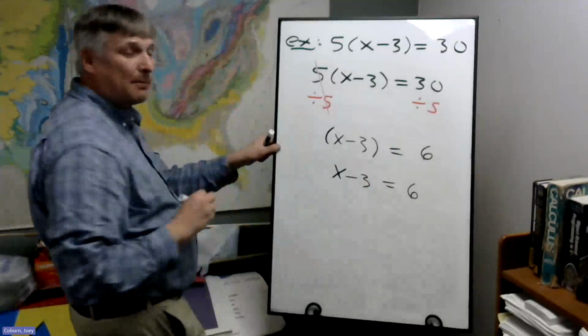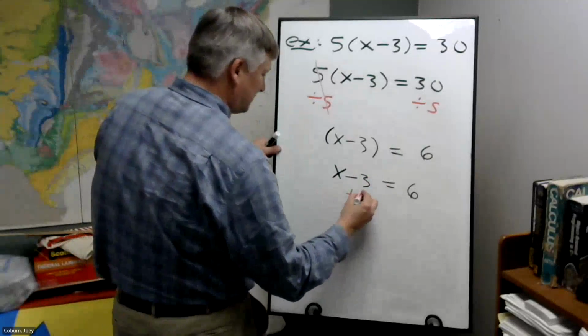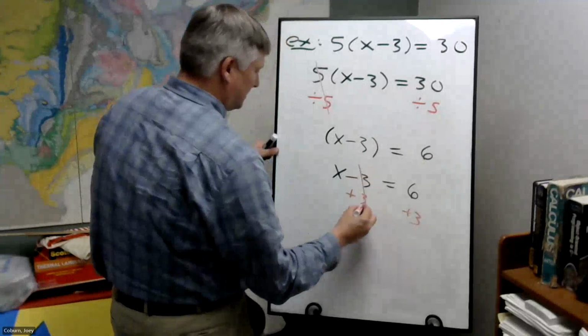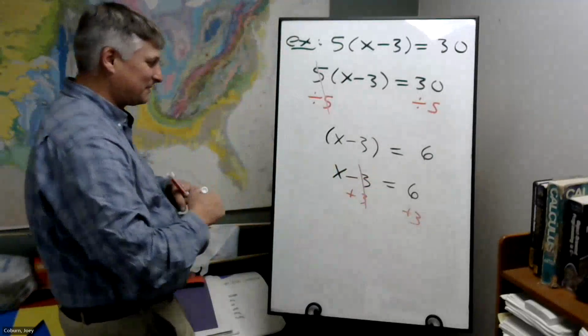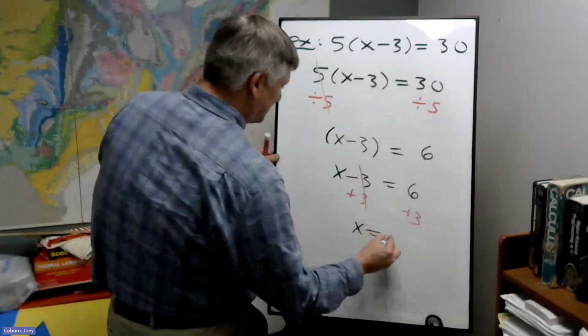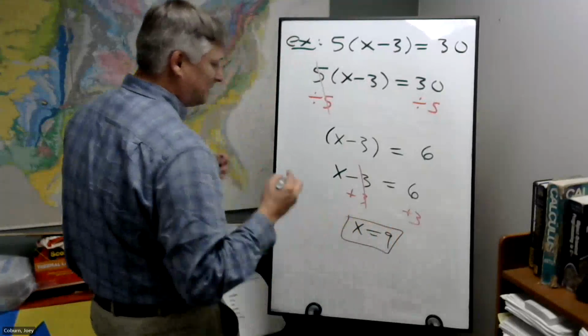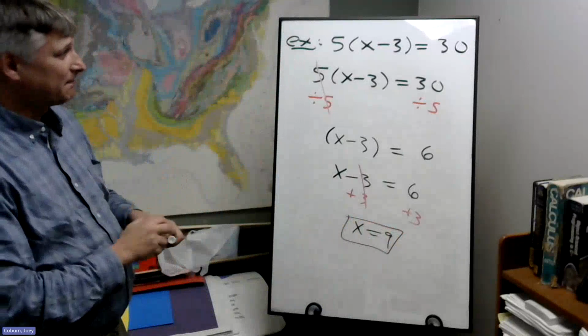And then now we do the opposite of subtracting 3. So those go away. Yeah, x is 9. And that's one way of doing it.